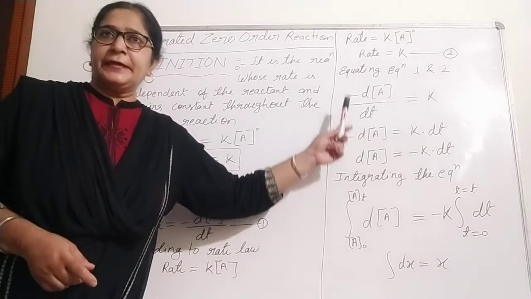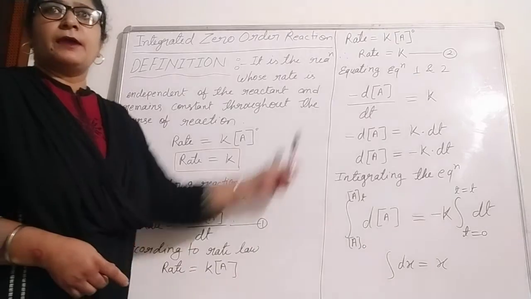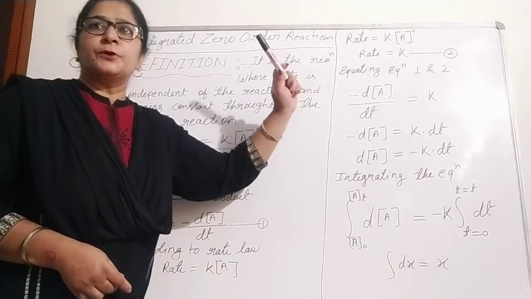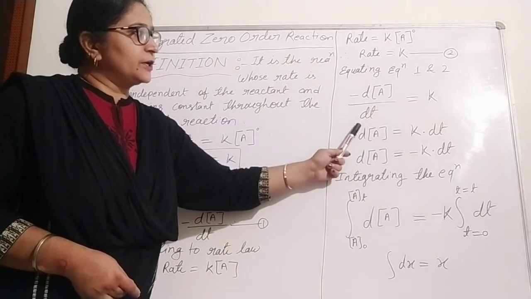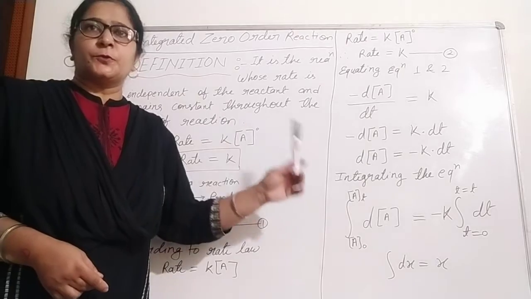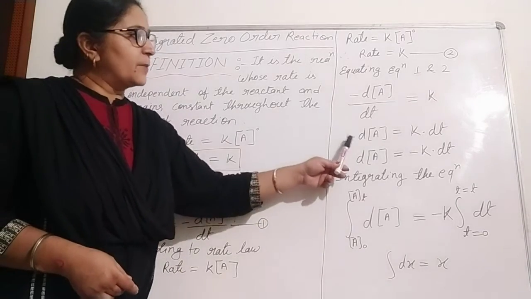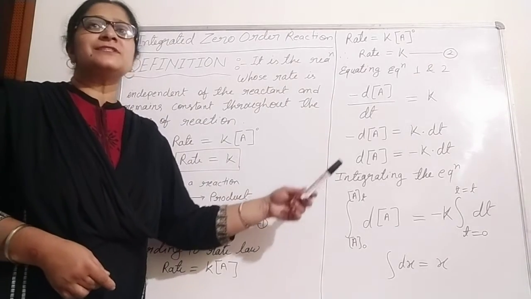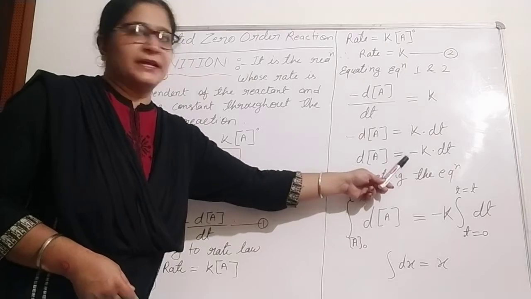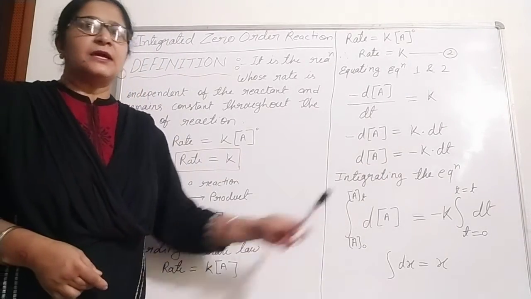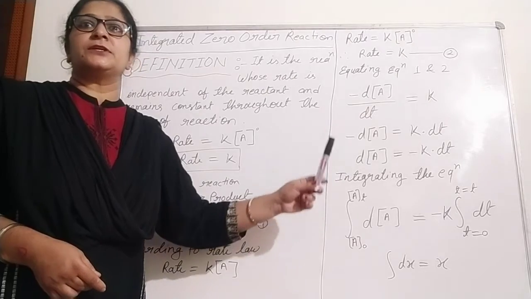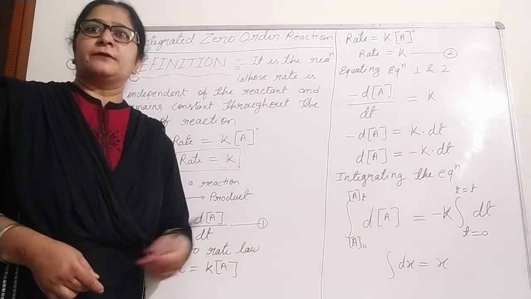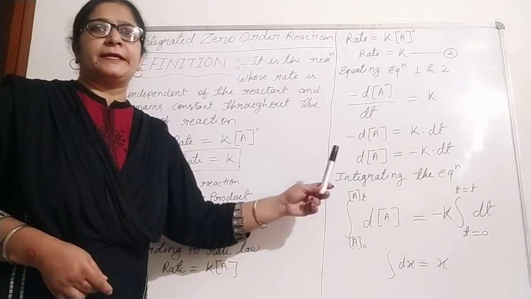So equating equations 1 and 2, we will get minus dA upon dt is equal to K. I can do the further process like minus dA is equal to K dt, and shifting the negative sign to one side, dA is equal to minus K dt. But this equation is a differential equation for a zero order reaction. So let us see what happens when we integrate it.